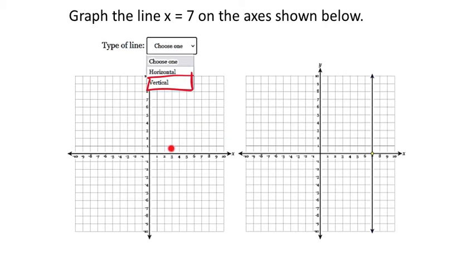Okay, so by this time, this graph would have been gone away, and then you would have seen this one, all right? Now, since you do have this as x equals 7 right here, you just leave it like that. You click submit, and it gives you full credit. Of course, if it was a y equals a number equation, then it would have been a horizontal line, but this is the one that we have.